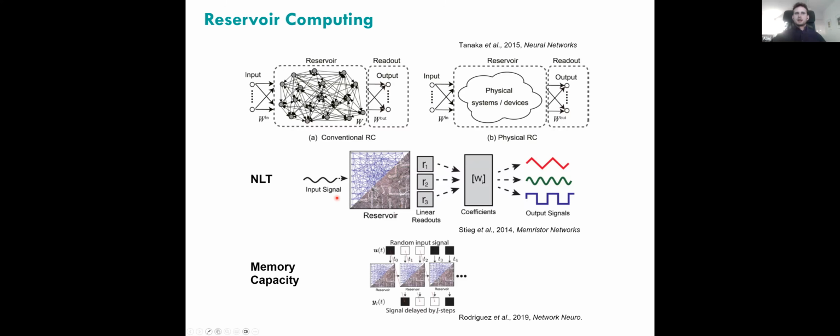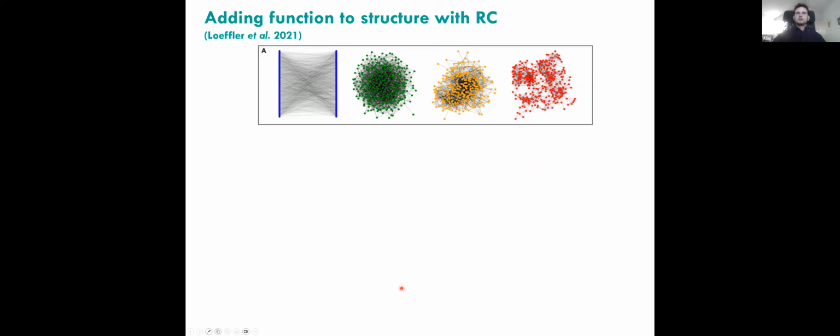The other task, for example, is something called the memory capacity task, where you have a random input signal that you're feeding into the reservoir at each time point, and then you delay your signal by however many steps, and then you're trying to reconstruct the time points n steps backwards. These are just a couple of examples. Don't worry if it's a bit too confusing, but so what did I do?